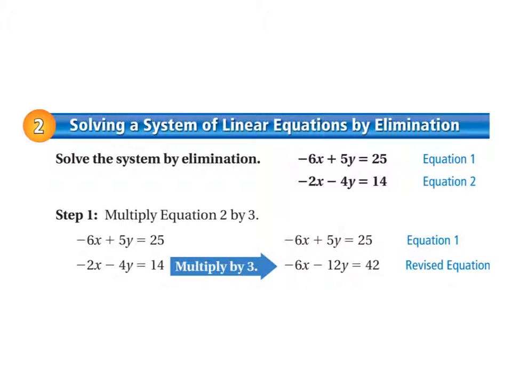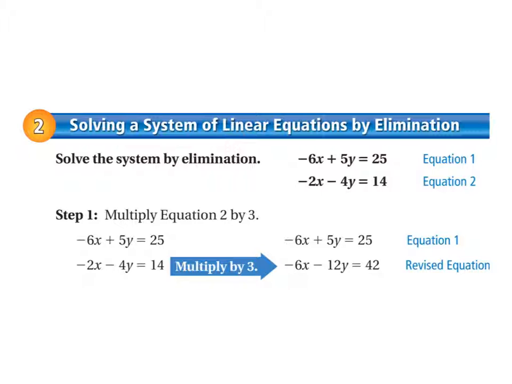So step number 1, we're going to multiply the equation by 3. So we're multiplying the second equation by 3 so that now we can get the same coefficient for our x value. That way we can combine these two so that we can cancel out our x variable.